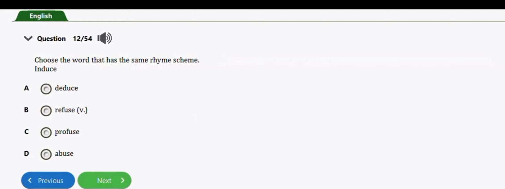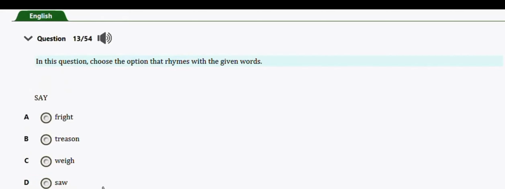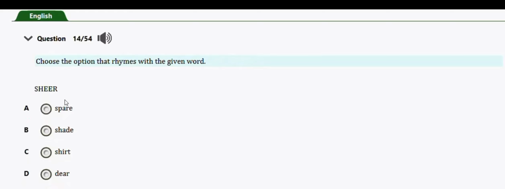Okay, next question is this one. It says, choose the one that has the same rhyme with say. So we have fried, twist, and way. This is the question. The right answer is option C, way. Next question, it says, choose the one that has the same rhyme with share. We have spare, shed, dear. Okay, so the right answer to this question is option D, which is dear.